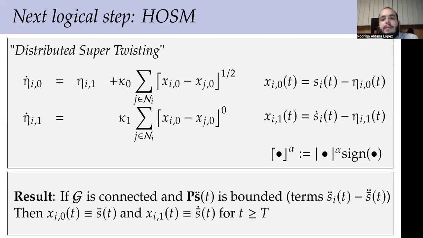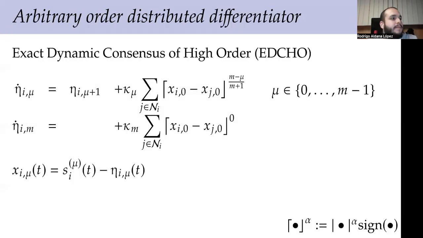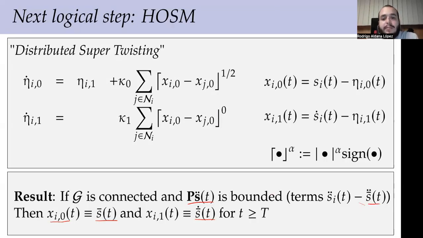So in a moment I will show this, but the result is that if you try this algorithm, it works fine. And actually you can show that if this term, which is, let's say, the differences between the second derivatives of the signals and the second derivative of the average signal, is bounded, then the first state for each agent can converge to the time varying average, and the second state will converge to the derivative of such average signal in finite time. So this is already achieving, let's say, distributed differentiation.